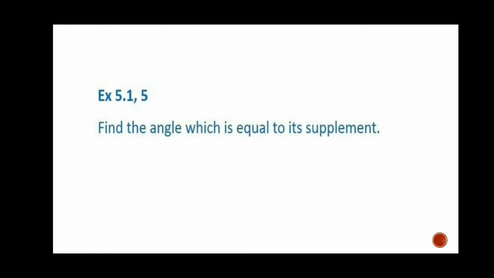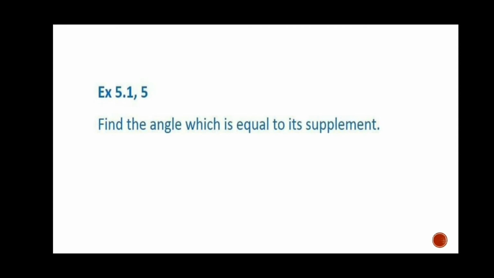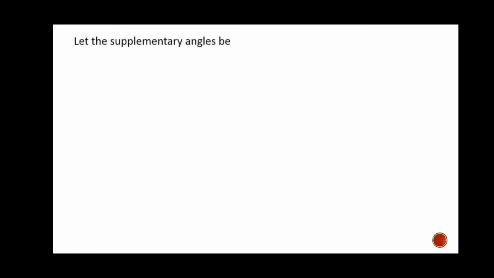Now the next question is question number 5, which is similar to question number 4, but here we have to find the supplement. Find the angle which is equal to its supplement, which is exactly the previous question where we had to find the complement. So let's see. Let the supplementary angles be x degree and y degree. Again we will take the same thing, and since both the angles are given equal, we will write again x is equal to y degree.